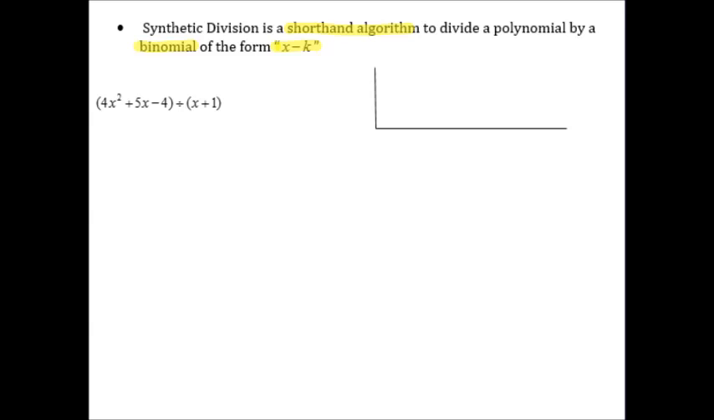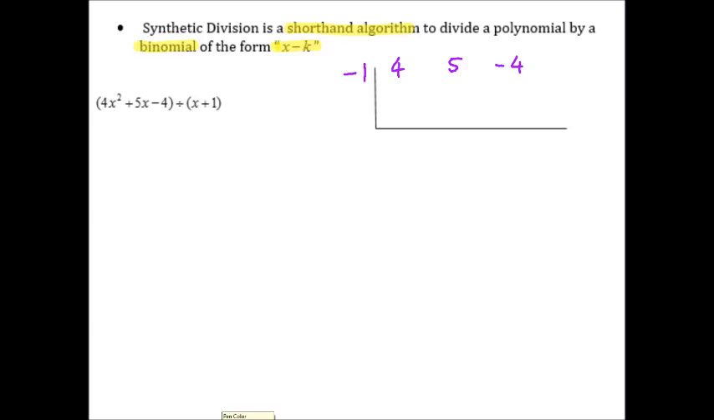Look at our example. We want to divide 4x squared plus 5x minus 4 by x plus 1. So we fill in our numbers, and we only fill in the coefficients. On the outside here we put our divisor, or we put our k. In other words, it's the opposite of the number that we had in our parentheses here, x plus 1. The opposite of that is negative 1. And on the inside of our box, we only put the coefficients of our terms, 4, 5, and negative 4.